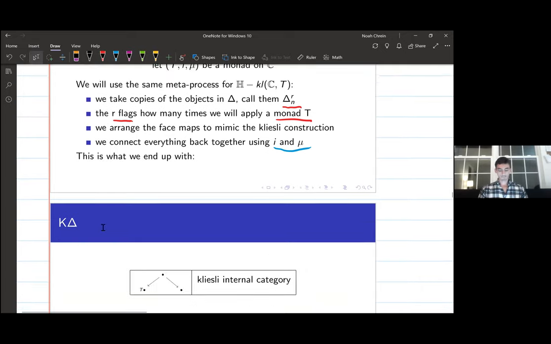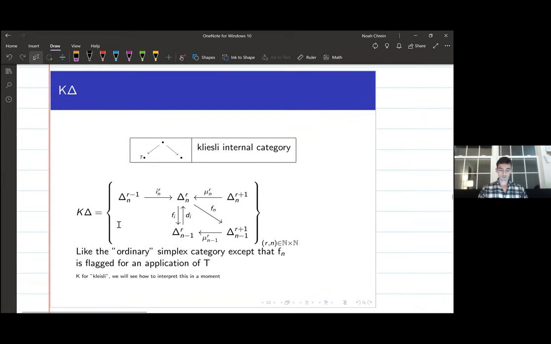All right. So here's what we get if we try to do that. This might seem a little complicated, but if you just focus on the center here, this Kleisli simplex category has faces and degeneracy maps just like the ordinary simplex category. Nothing is different except that the last map is flagged to have an application of the monad. Okay? And I'll show you an example in a moment.